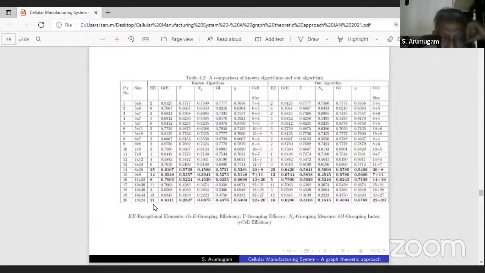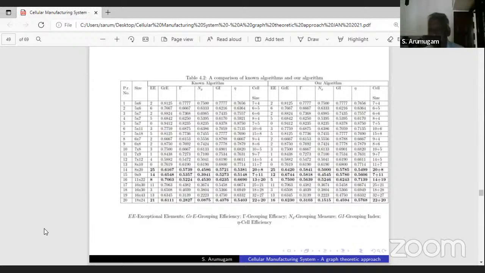So these 20 examples, which I have randomly chosen from the existing literature, show that our algorithm is as good as the existing algorithm and sometimes better than the existing algorithm. I am not getting an answer that is worse than the existing answer. My answer is as good as the existing answer or better.